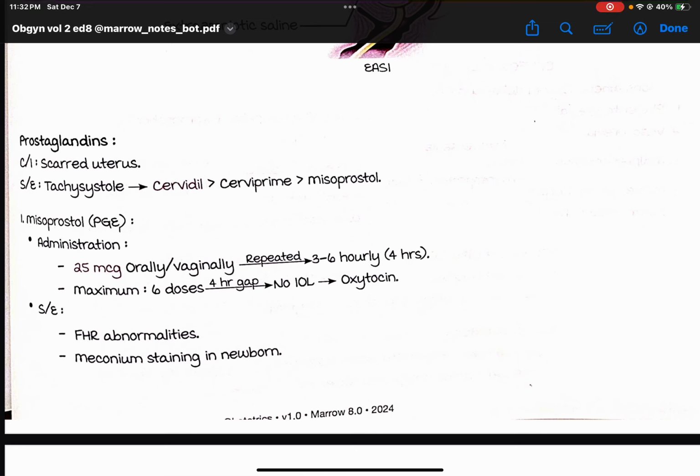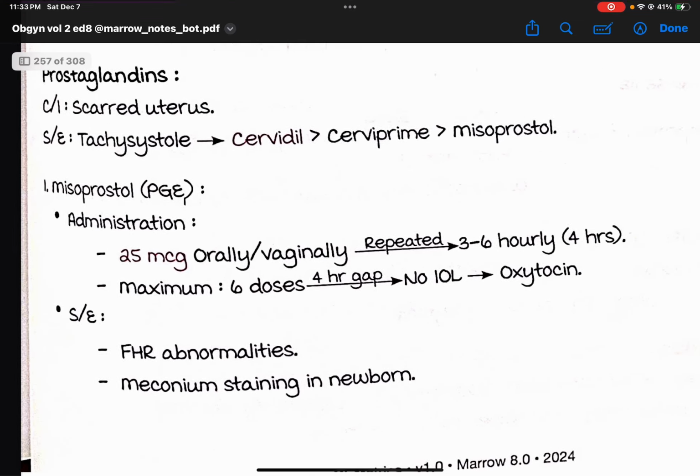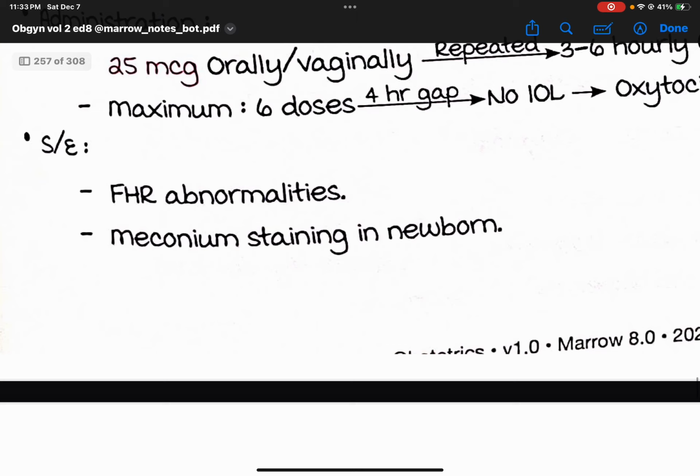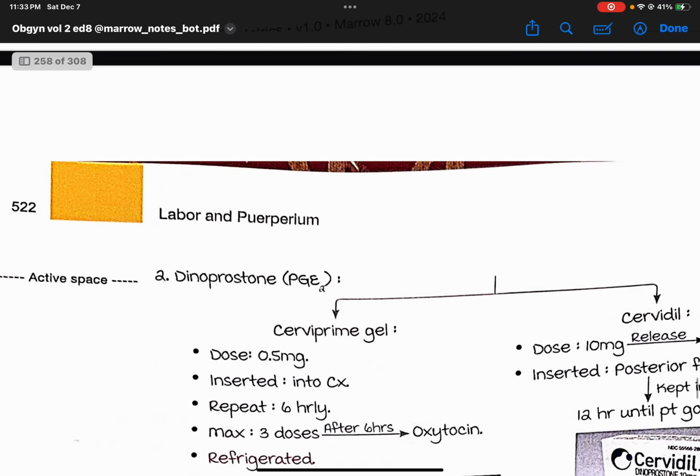Prostaglandins are contraindicated in scarred uterus. Side effect is tachysystole: cervidil more than cerviprime more than misoprostol. Misoprostol administration: 25 microgram orally or vaginally, repeated 3 to 6 hourly, that is 4 hours. Maximum 6 doses, 4-hour gap. If no induction of labor, then oxytocin. Side effects: fetal heart rate abnormalities, meconium staining in newborn.